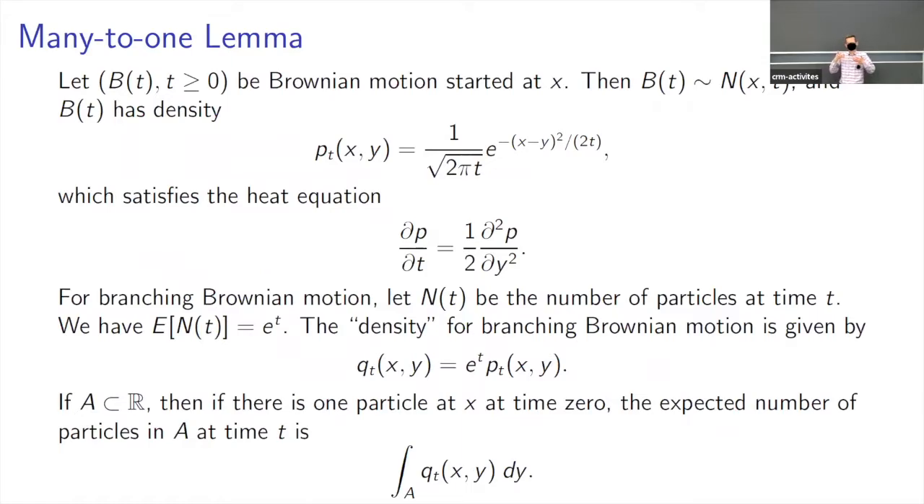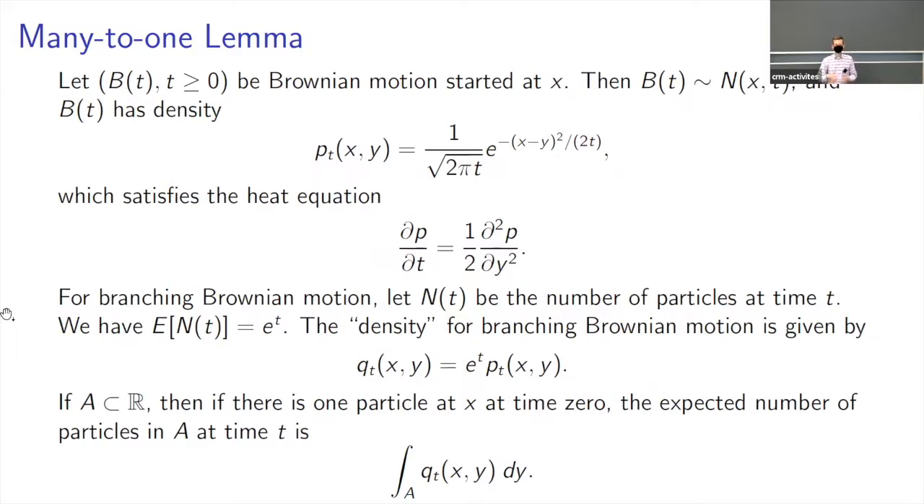So I want to mention now a few tools that are used in studying branching Brownian motion, and I'll begin with a simple case of what is known as the many-to-one lemma. So let's first let B just be ordinary Brownian motion started at x. Then the random variable B(t), which represents the position of the Brownian particle after time t, will be normally distributed with a mean x and a variance of t. So it has a density given by this formula here, which satisfies the heat equation. The time derivative of p is 1/2 the second derivative of p with respect to y.